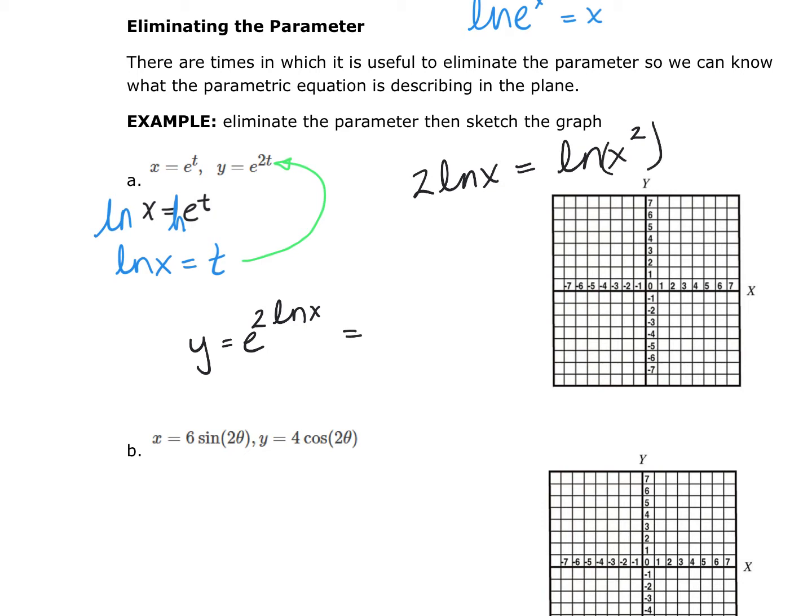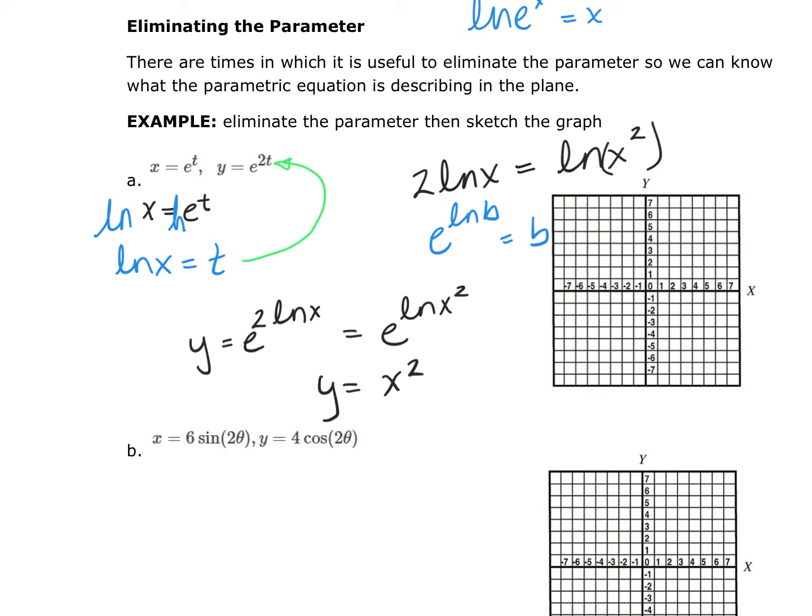So this is the same thing as e raised to the natural log of x squared. However, we also have another rule that says if I have e raised to the natural log of some b value, then this is going to be equal to b. So this tells me that this is just going to be equal to x squared. So y is equal to x squared.